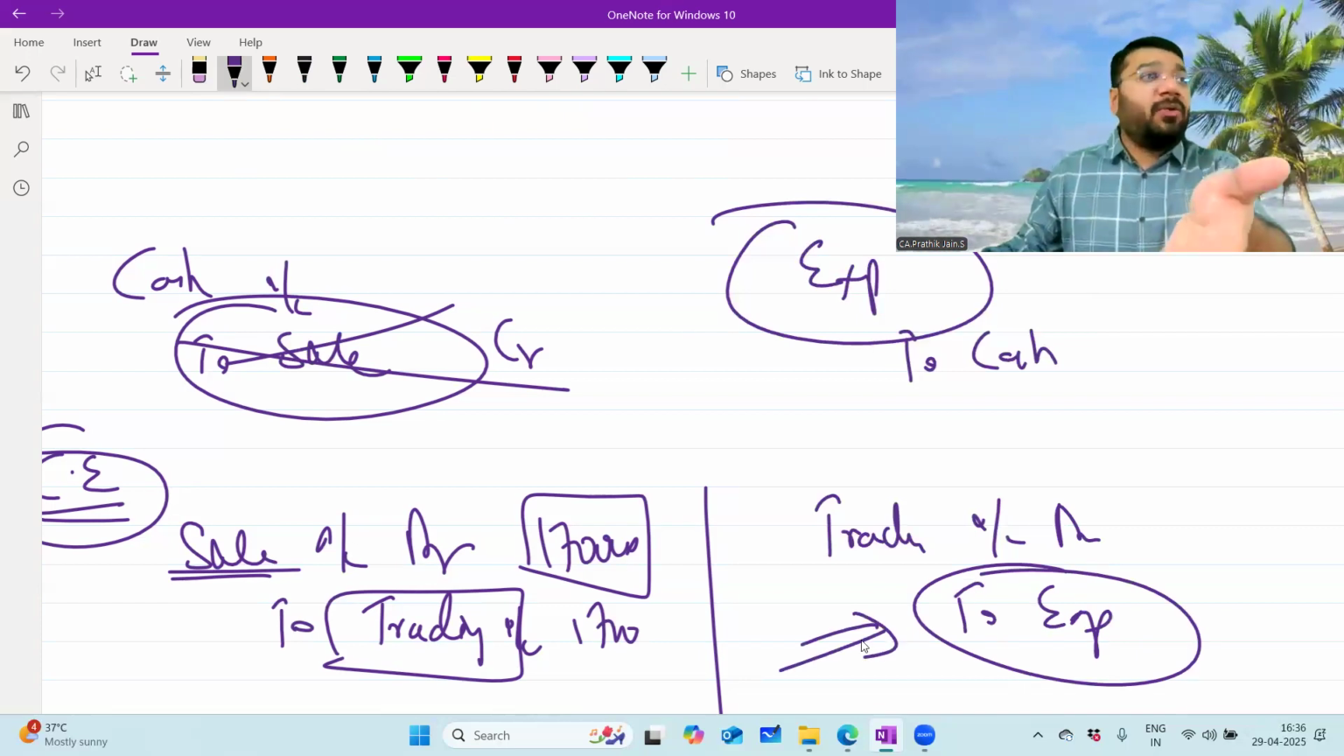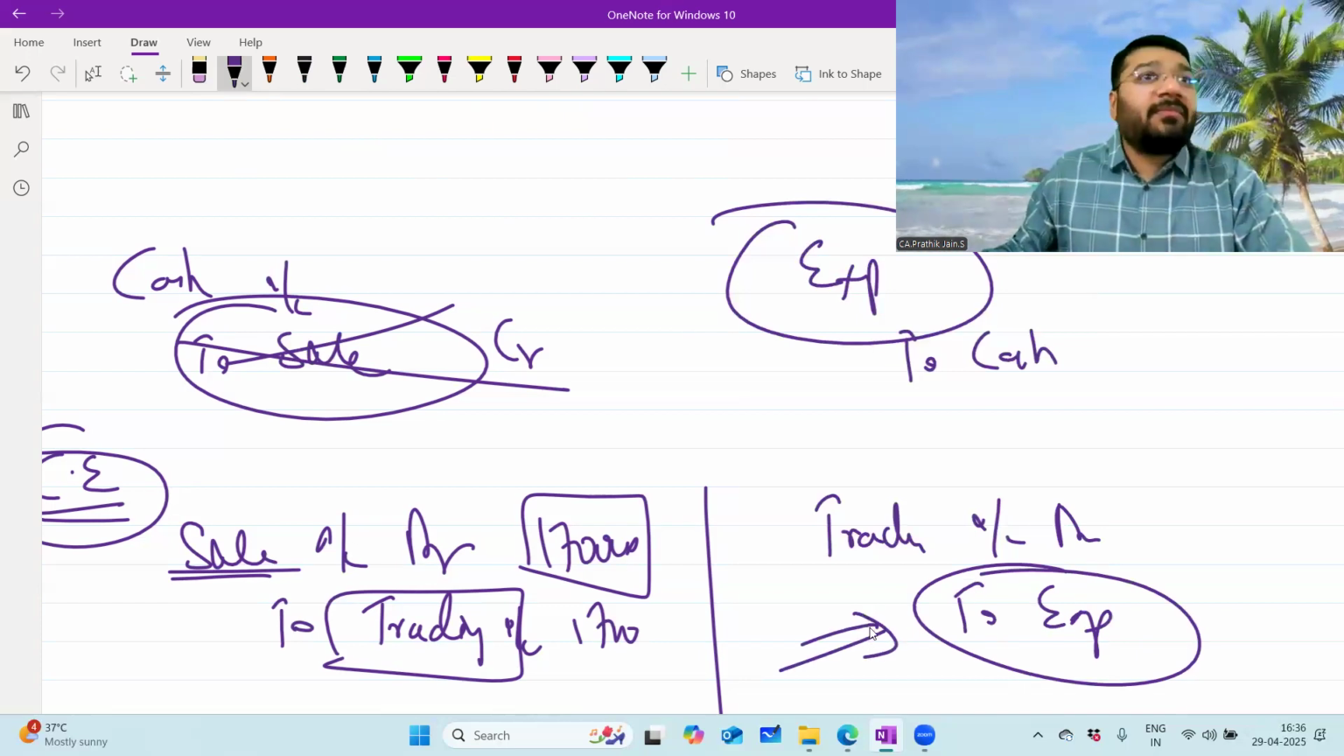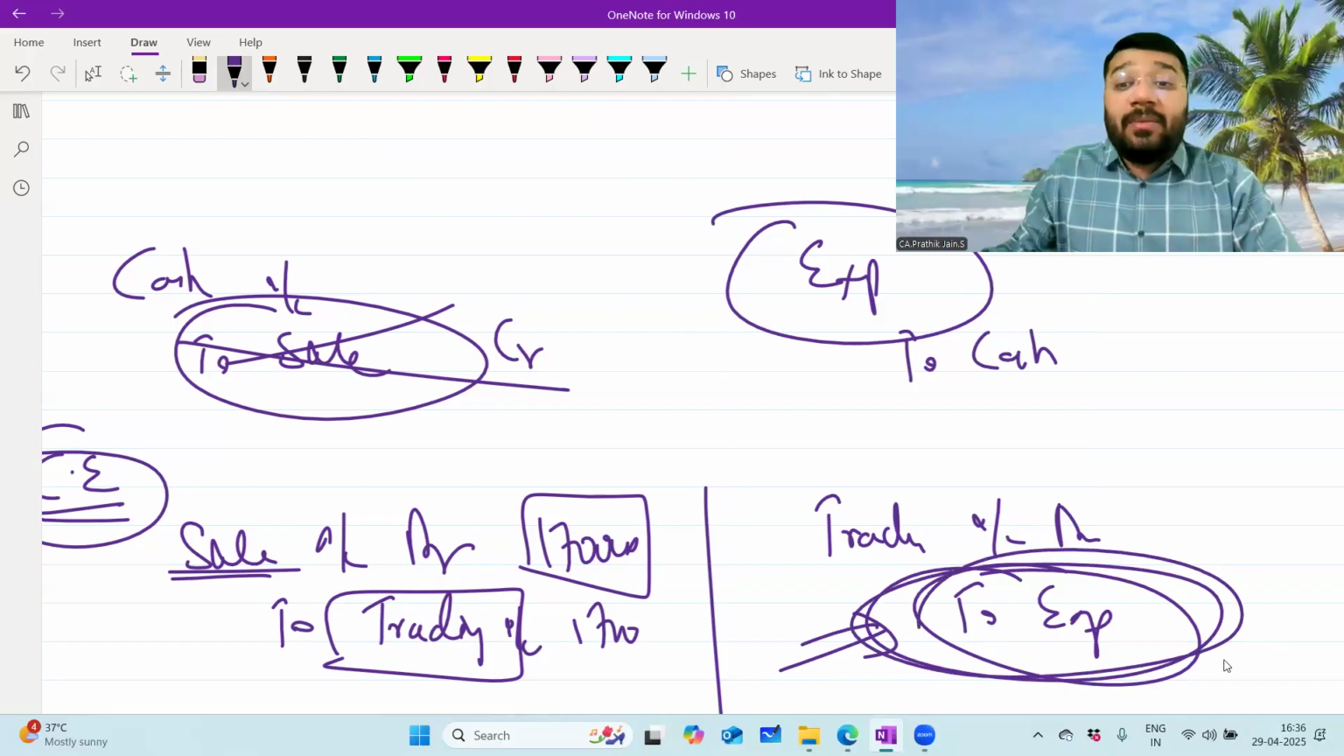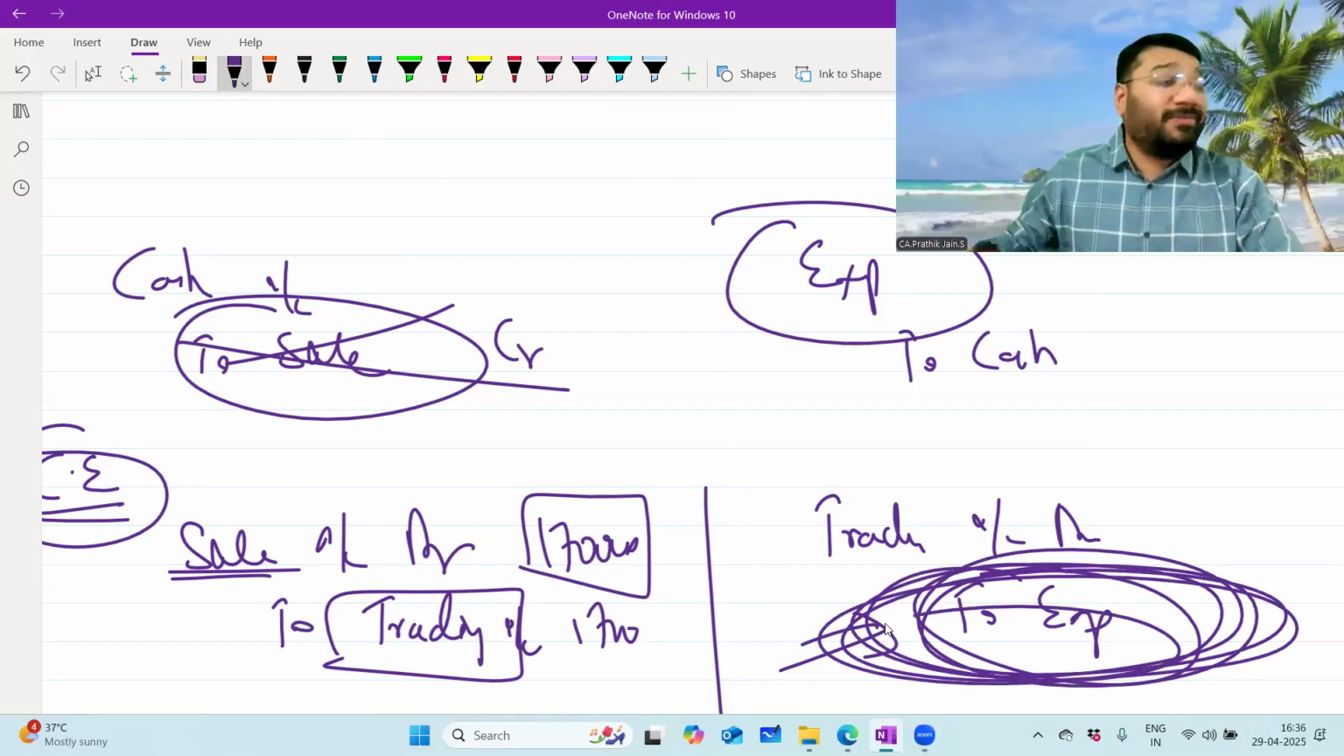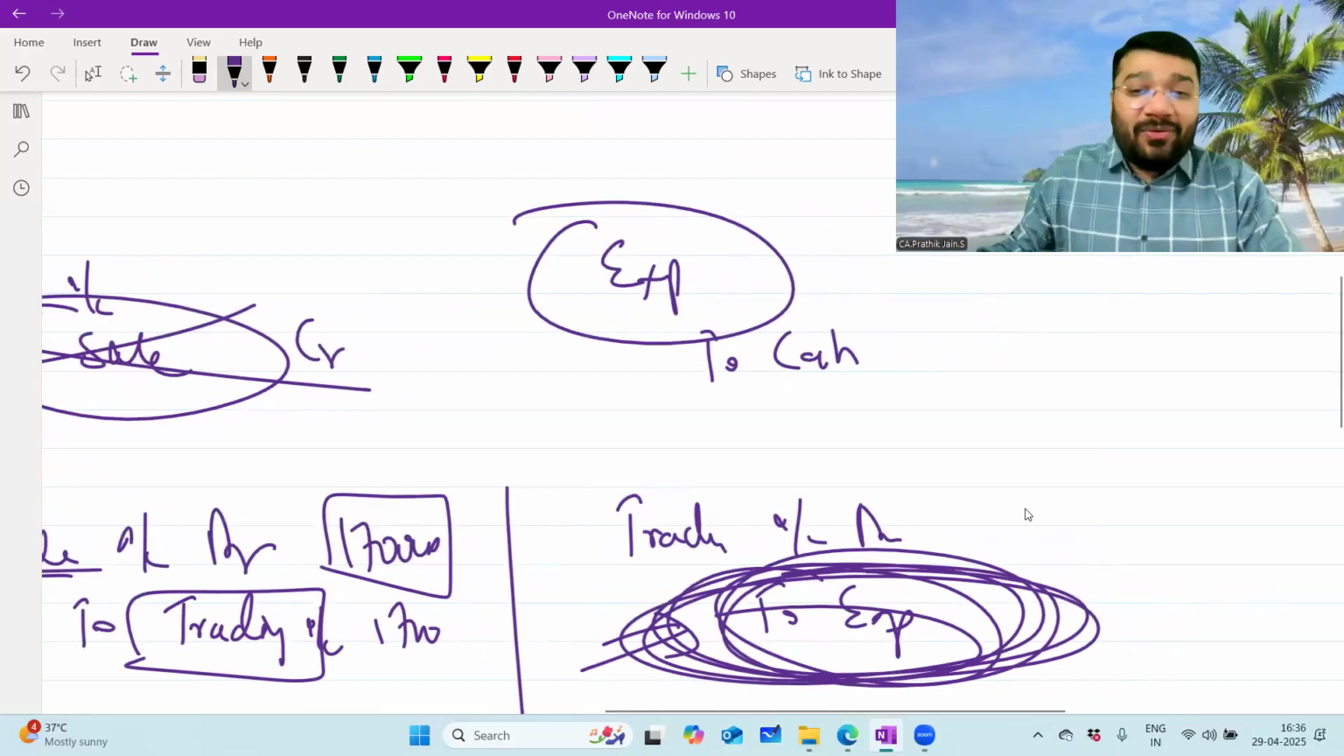So apply the nominal rule and tell me. Nominal rule, golden rule: debit all expenses and losses, credit all income and gains. Expense you put in. Apply now. Now the value will come.